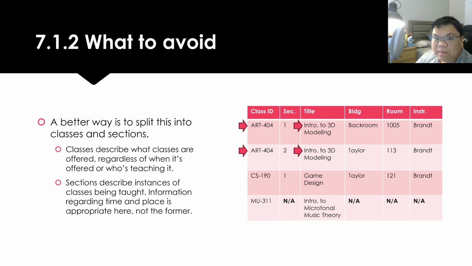If we want information about when and who, that is more appropriate for sections. So we need two tables for this. One for the classes being offered, and the other one for instances of classes being taught per semester, because sometimes classes are taught in specific semesters. Let's say Intro to Microtonal Music Theory is only offered in the fall, but not in the spring.